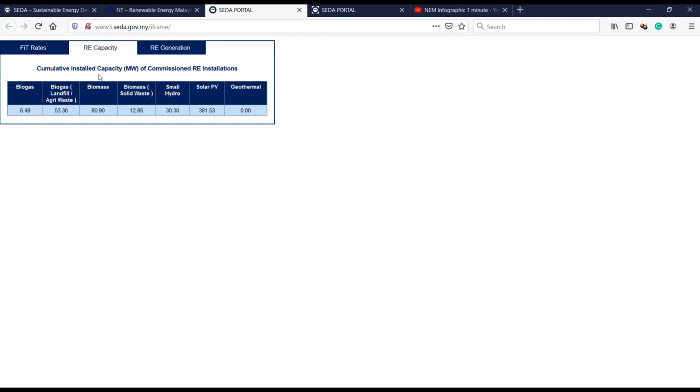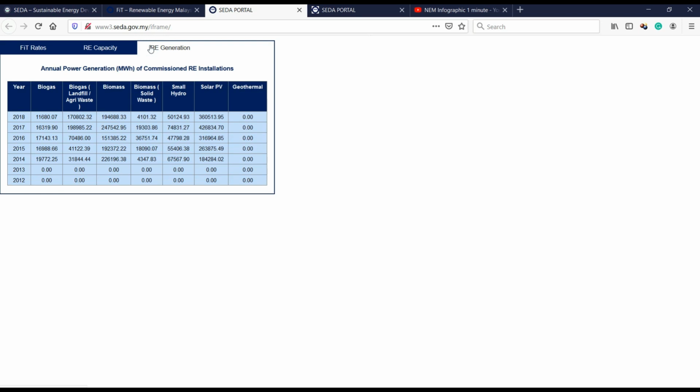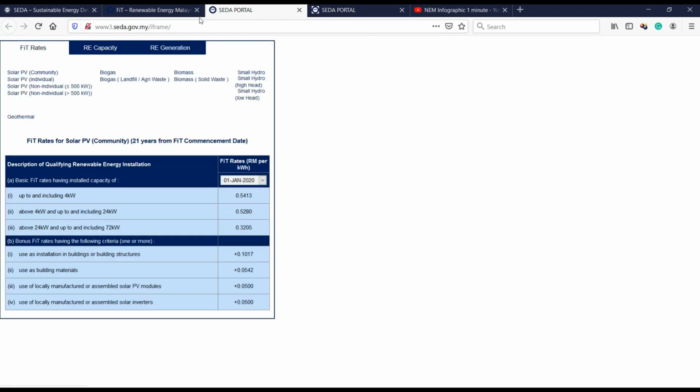So this is cumulative installed capacity in megawatts of the commercial RE installation. Okay. And the RE generation. Okay, so let's go back to the notes.